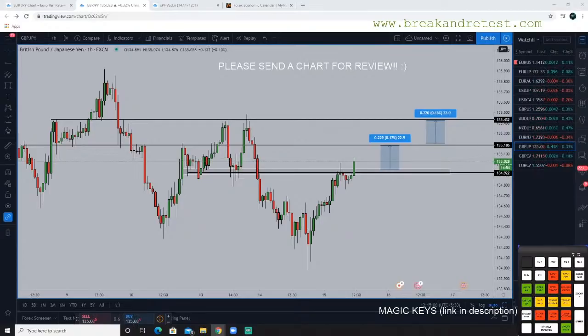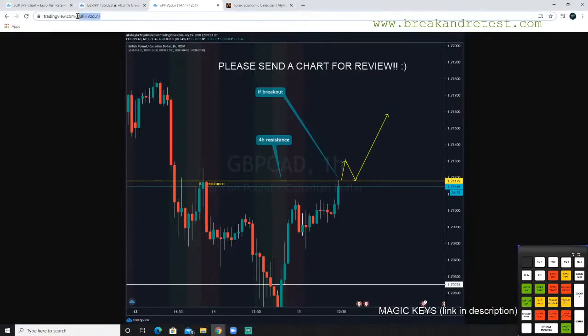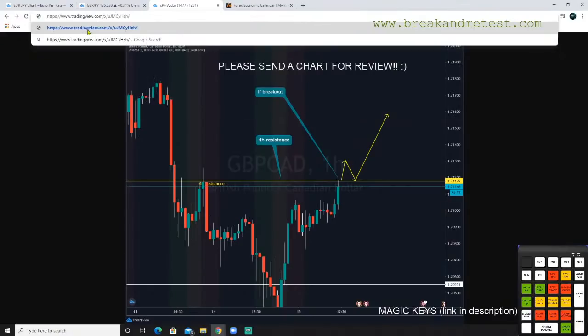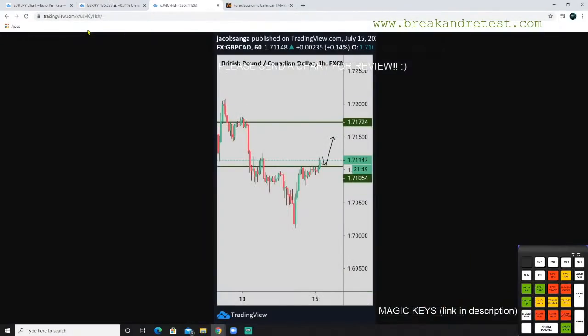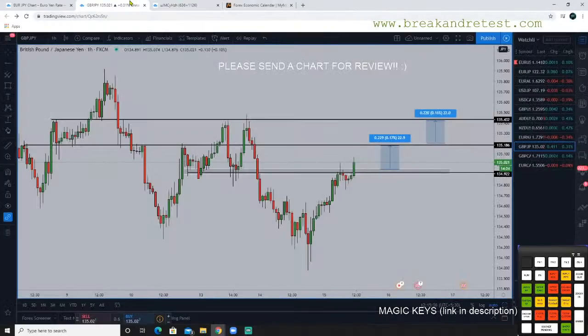Let's wait and see. Okay, Jacob sent a chart. Let's take a look. Jacob, we just talked about GCAD. It was like 5 minutes ago, not even 5 minutes. Just go back 3-4 minutes and you can see the explanation, what I think about GCAD.